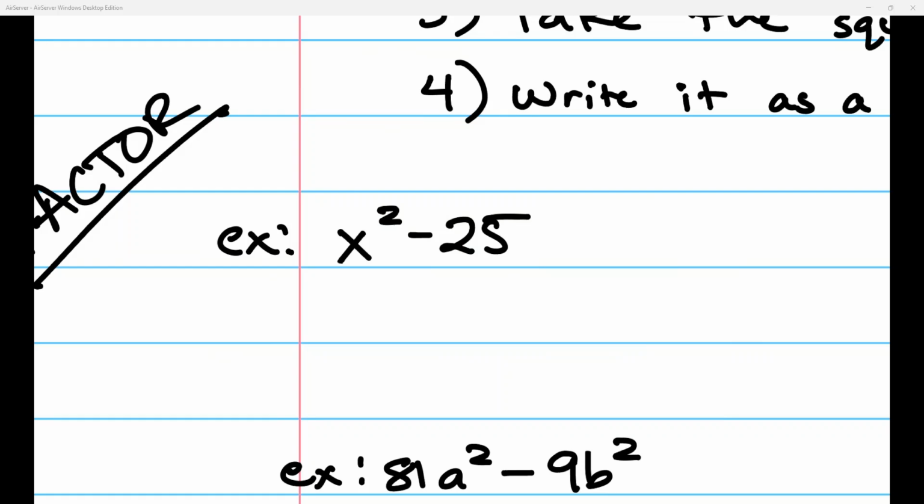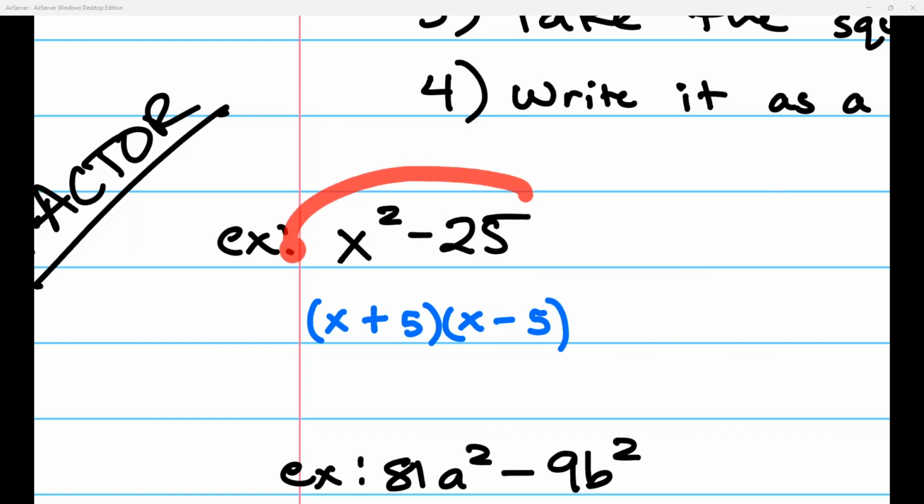All I have to do is take the square root of this. How did I get that x squared? Well, that's an x times x. So I'm going to write this as an x times an x. How did I get the 25? Well, that must have been a 5 times 5. So this is going to be a 5 times a 5. And because it's a difference of squares, one of these needs to be positive, the other one needs to be negative, and we are absolutely done. This x squared minus 25 factors to this.